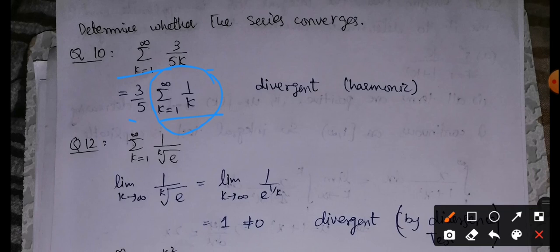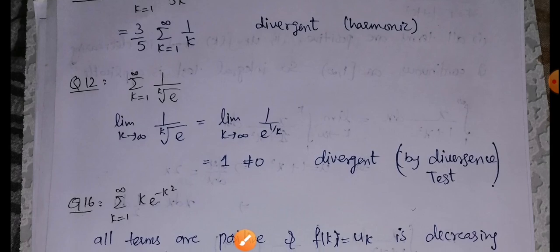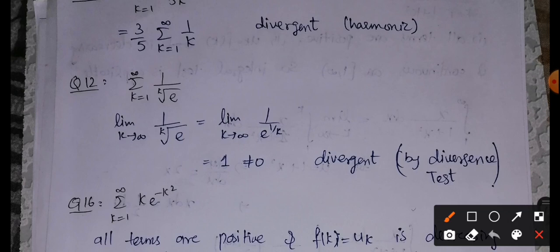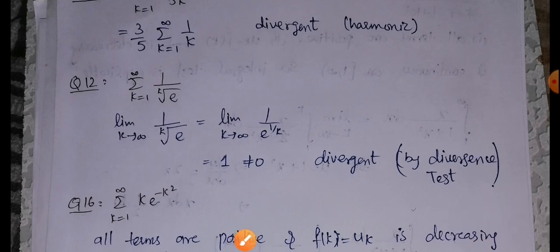Now we have question number 12: summation k varying from 1 to infinity of 1 over the kth root of e, that is, 1 over e raised to the power 1 over k. When we apply the limit on the general term by applying the divergence test, the answer is 1, which is not equal to 0, so the series is divergent in this case.